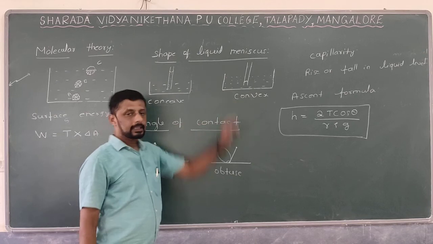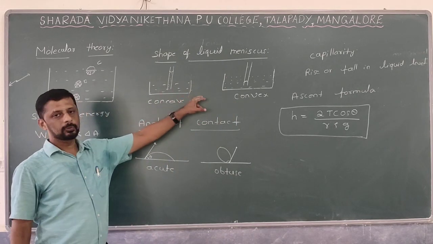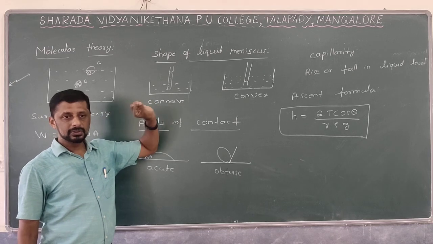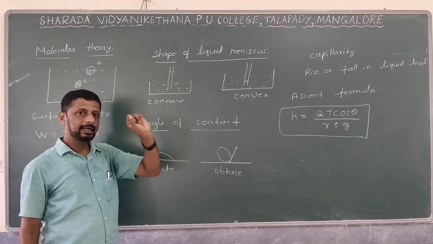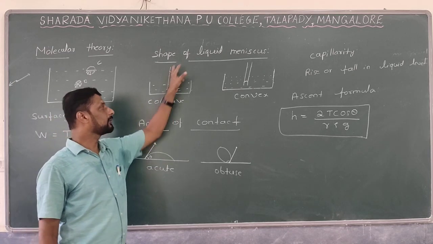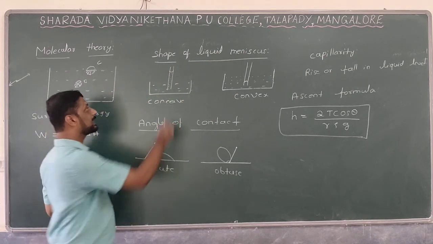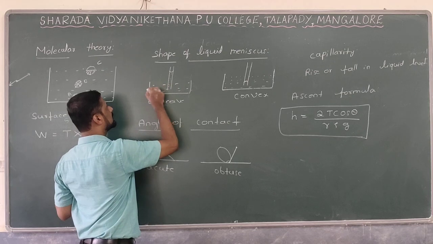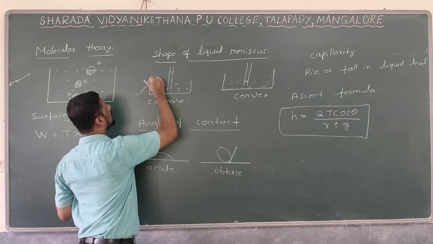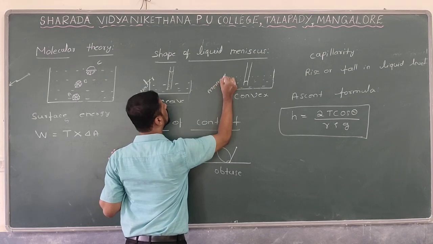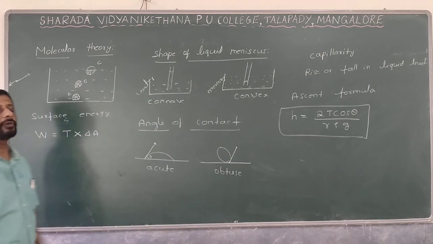So there are two containers and there are two capillary tubes. Capillary tube means small glass tubes whose hole or radius is very small when compared to its length. They are placed in two different containers. One container is filled with water and the other container is filled with mercury.